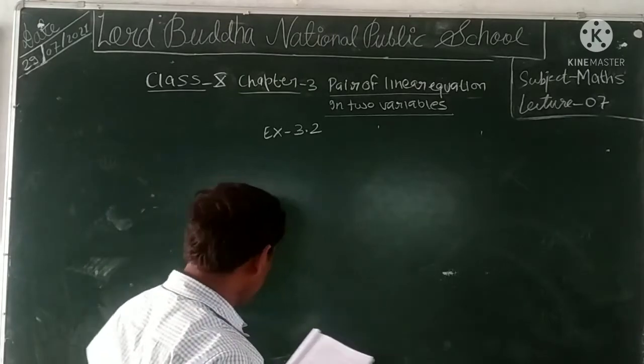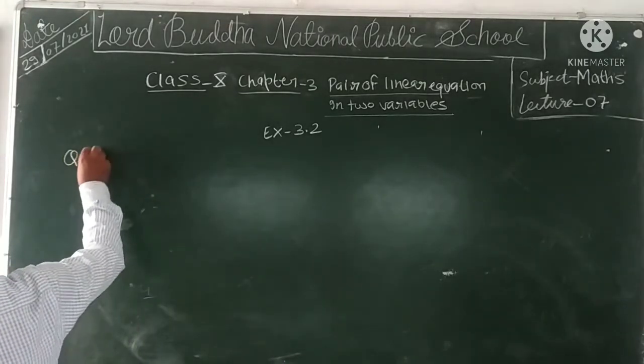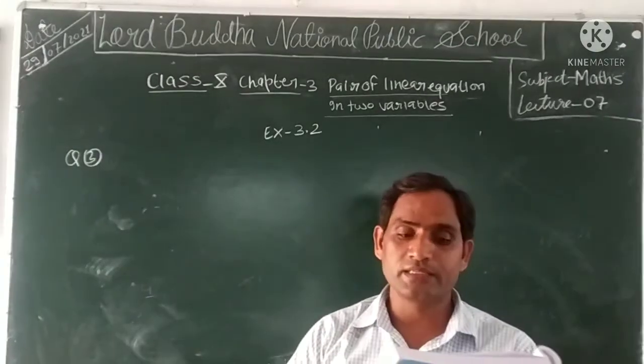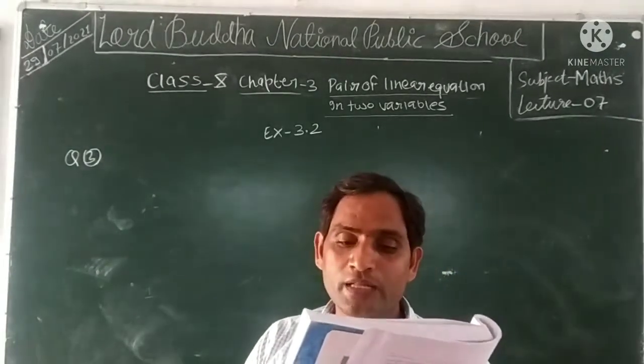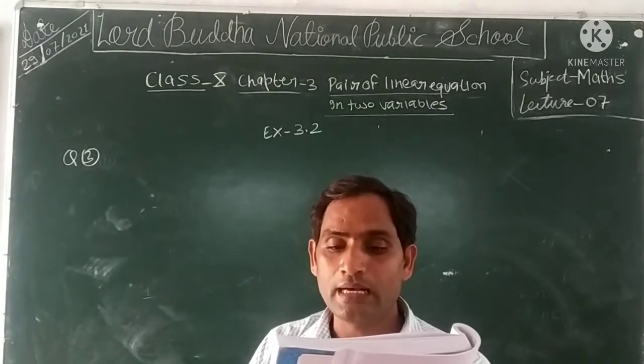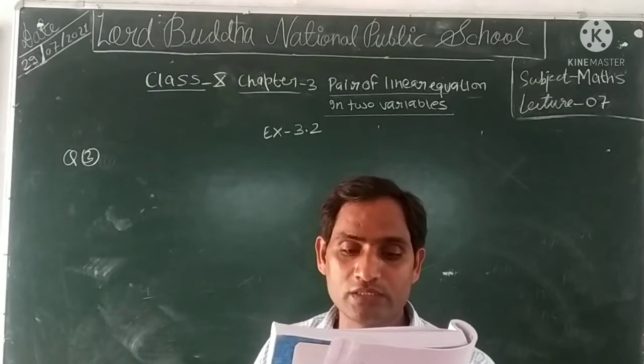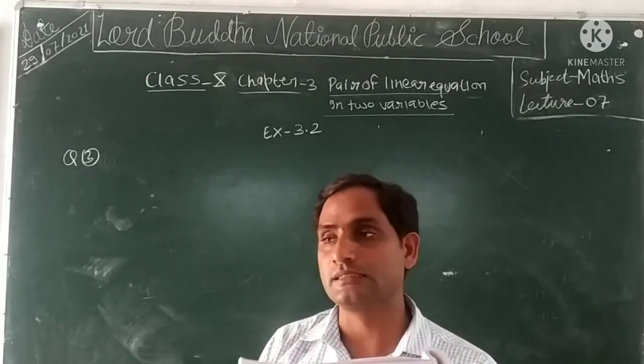We see question number three. The question is: on comparing the ratios a1 upon a2, b1 upon b2 and c1 upon c2, find out whether the pair of linear equations are consistent or inconsistent.